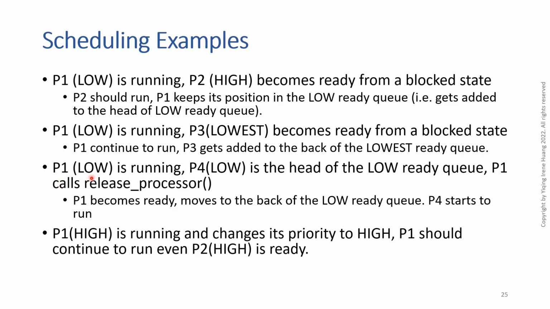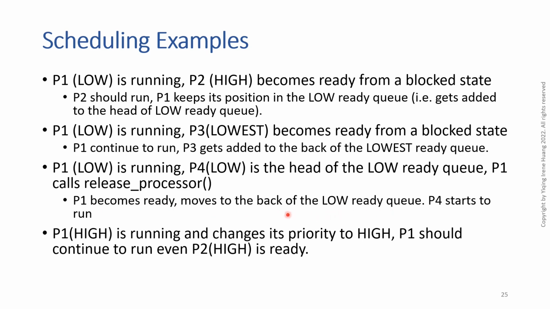Then P1, say at low priority, is running, and P4 is also at low priority and is the head of the low priority ready queue. Let's assume now P1 calls release processor. So now P1 voluntarily gives up its chance to use the CPU. Then the expected behavior is P1 becomes ready, moves to the back of the low priority ready queue, and P4 starts to run.